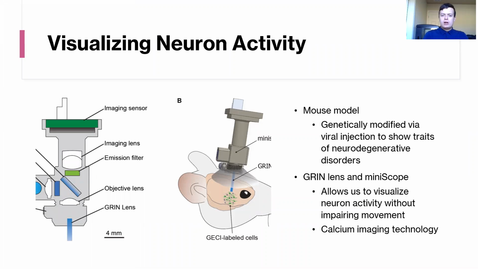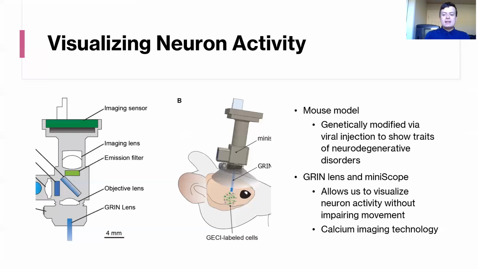So in order to study neuron activity, first we have to visualize it. And this is accomplished using some pretty groundbreaking technology in a pretty clever way. So our lab uses a mouse model. It's a genetically modified mouse that's modified via viral injection to either express or show certain traits of neurodegenerative disorders. The mouse is additionally oftentimes an older mouse, and old in a mouse is only about a year old. So it's actually not that hard to get an older mouse. So it shows both of those things, those risk factors for age and those neurodegenerative disorders.